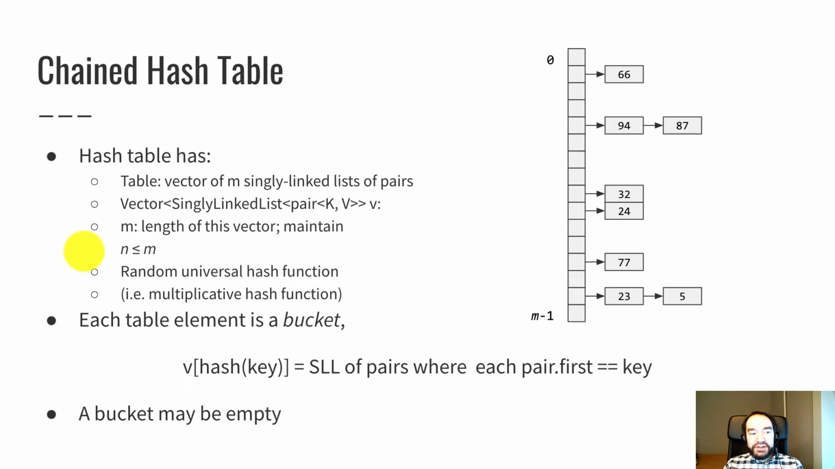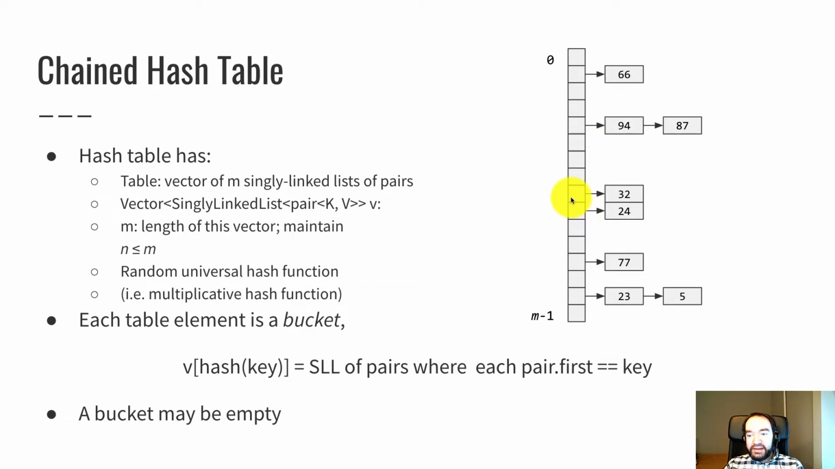So here's how a chained hash table works. What a hash table has is the table. The table is a vector of m singly linked lists of pairs. That's the main part of the data structure, and we would declare that as a vector of singly linked list of pair K, V. It's a complicated declaration, but the idea is you've got this vector called the table. It has m elements for an appropriate choice of m, and every element of that vector is a singly linked list of pairs. Often many of those lists are just empty.